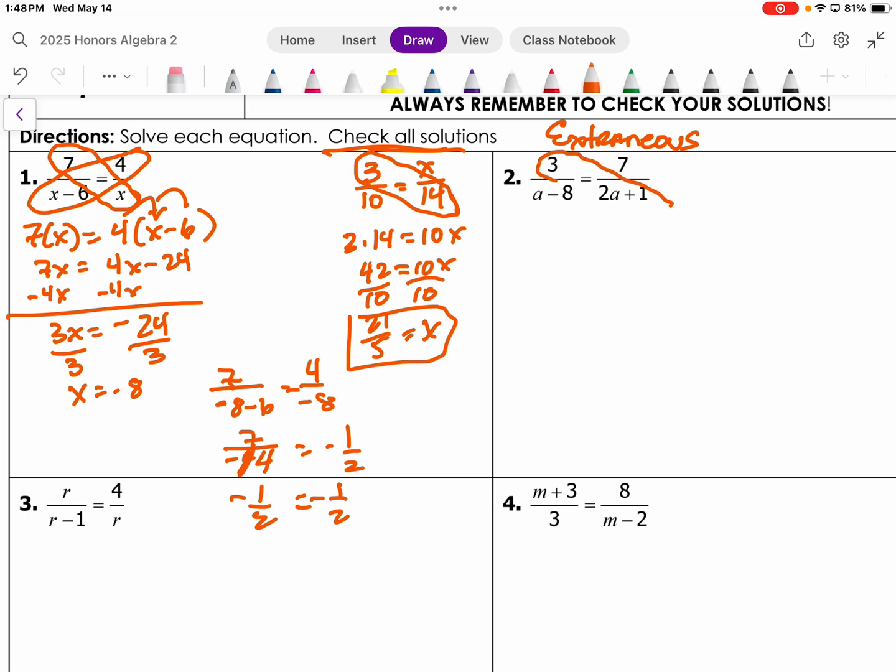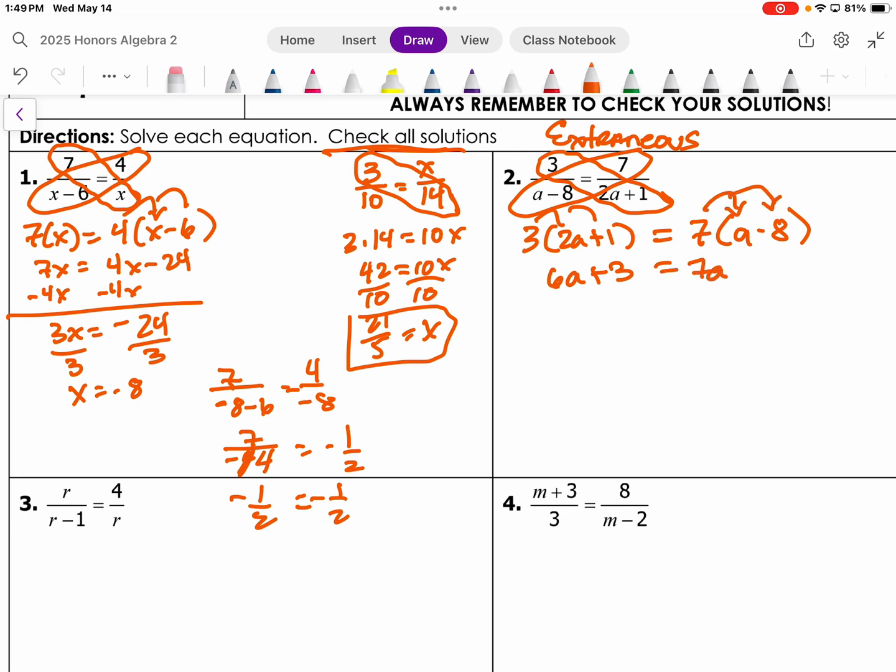Number 2, we cross multiply. 3 times 2a plus 1 equals 7 times a minus 8. Now we distribute both sides. 3 times 2a would be 6a plus 3. On the next side, I distribute the 7. I get 7a minus 56. I'm going to add the 56 to the left and subtract the 6a because I saw in advance I wouldn't have to do any division. And I get a is equal to 59.